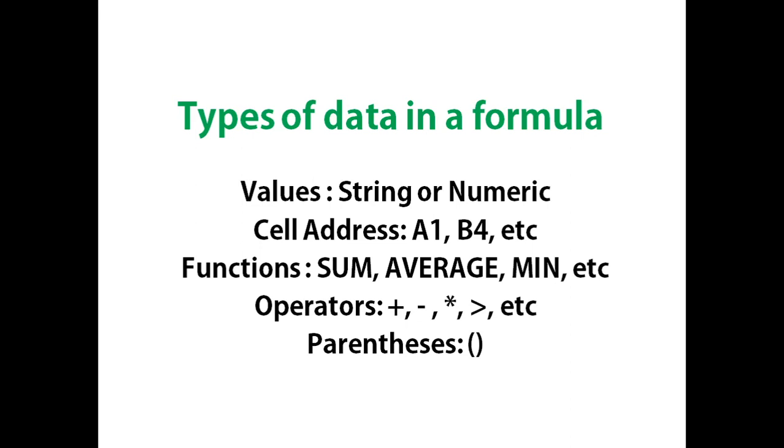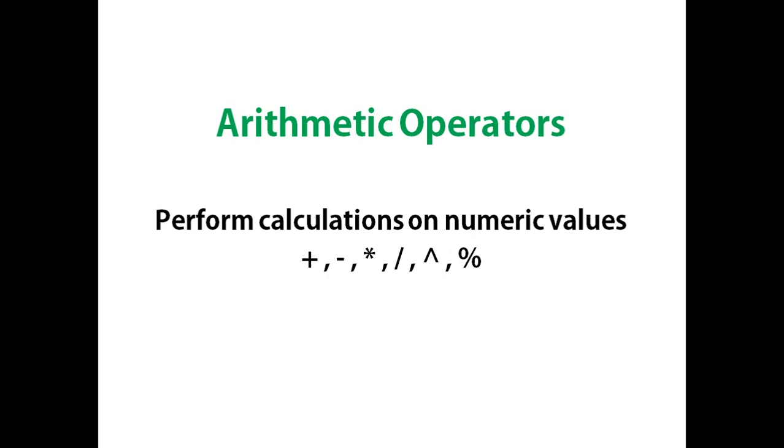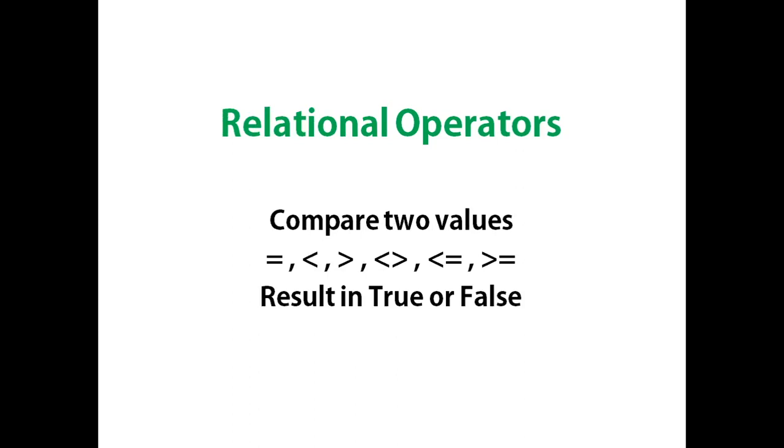Now, let's talk a bit more about operators. As I said earlier, operators define what kind of operation is to be carried out. They can be of three types: arithmetic, relational, and logical. Your arithmetic operators perform calculations on numeric values, like your plus, minus, multiplication, and division symbols. They can only be used with numbers. Relational operators are used to compare two values, like for example, if marks less than 40. Here I am comparing two values, marks and 40, and checking whether marks is less than 40 to see if a student has failed. These kinds of operations result in either true or false.